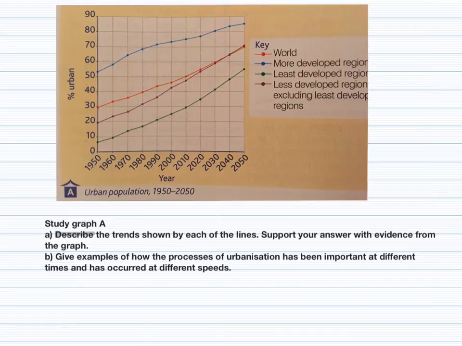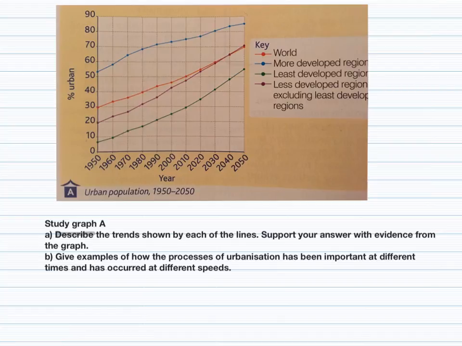So what we should see there, it says describe the trends. So all you have to say is what's happening. All of the trends in all of the lines are increasing. So you can start off by saying something along those lines. But it does say support with evidence from the graph.